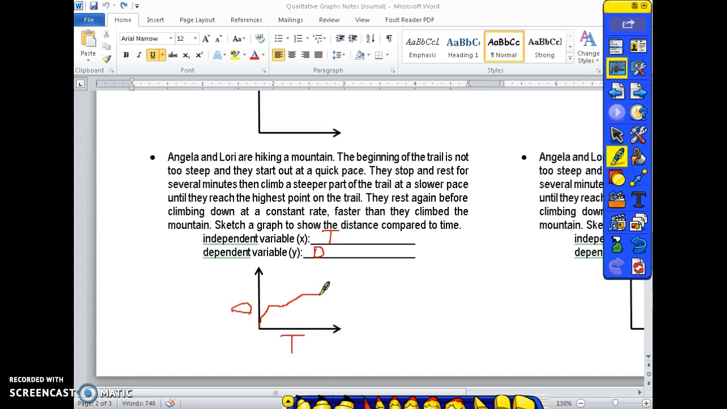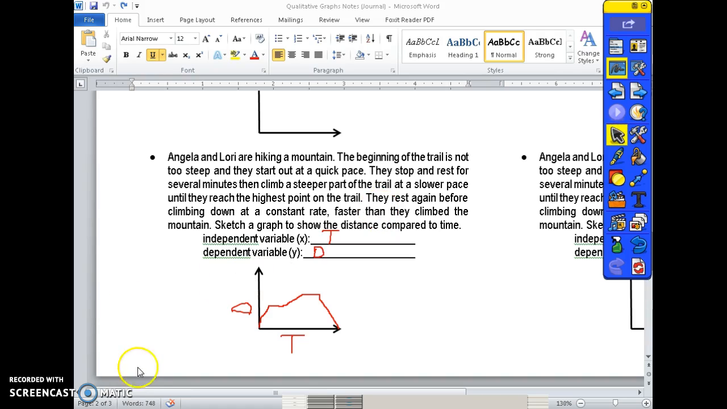Then they climb down at a faster rate than what they climbed up. They didn't just fall off the mountain, so you do have to have it slanted, but it needs to be a steeper slope than what it was whenever we first went up the mountain.